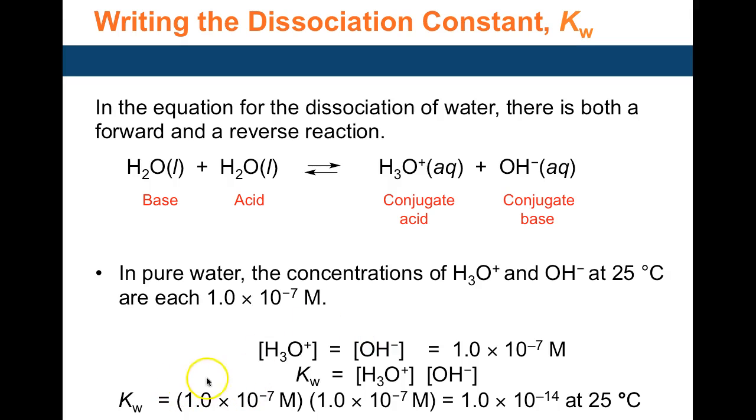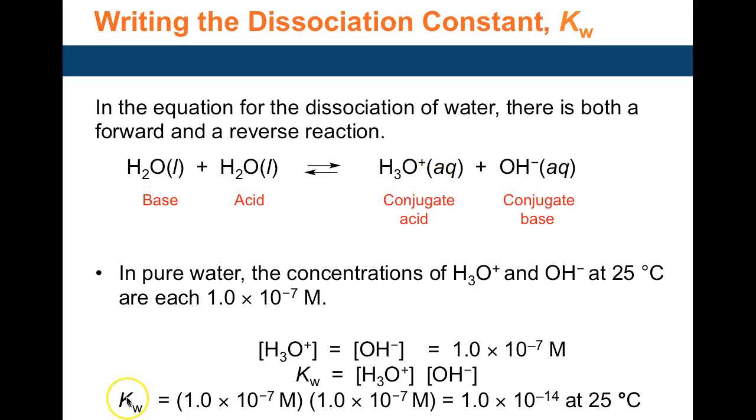All right. So when you multiply 1 times 10 to the negative 7 squared, you get 1 times 10 to the negative 14. So just add 7 plus 7. That's how you get this 14. When you're multiplying something which has a coefficient of 1, and it's basically the same number, you're kind of adding up the exponents. So you get 1 times 10 to the negative 14, and that's the Kw at 25 degrees centigrade for pure water.